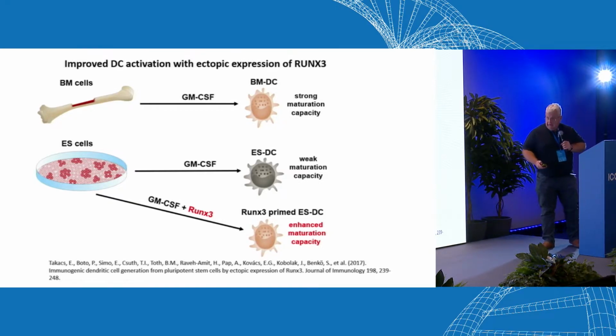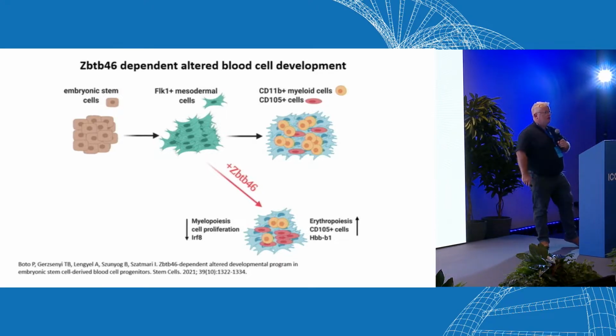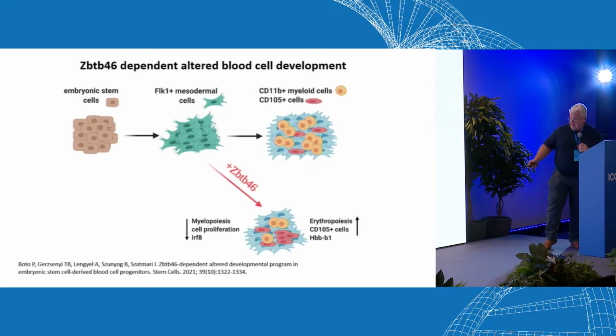cells. In addition, as I have mentioned, the other factor was Zbtb46, which has a huge impact during early blood cell development. We found that if we overexpress this transcription factor in blood cell progenitors, the myelopoiesis, the myeloid blood cell development, and the cell differentiation is negatively impacted. In contrast, these cells tend to form erythrocytes, and they can express adult hemoglobins.